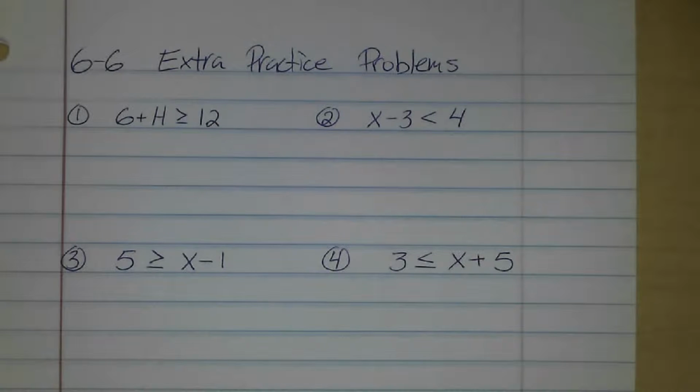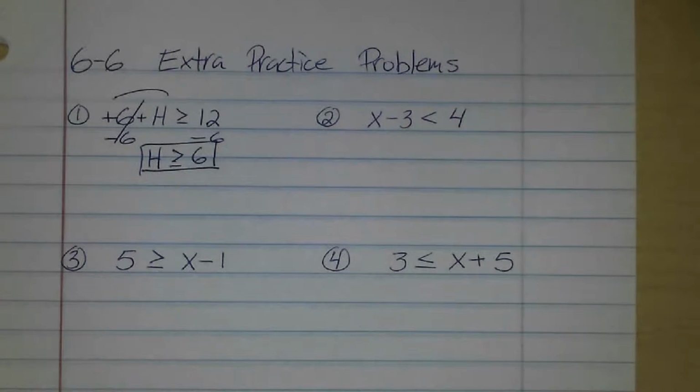Here we go. The first one, we have 6 plus h greater than or equal to 12. Now, we always look at the side with the variable first. In this case, that's the left-hand side. And on that side, with the h, we have a 6. If there's no symbol in front of that number, we know it's positive, so you can put a little plus there if it helps you. The opposite of plus 6 is minus 6, so we're going to do that on both sides. 12 minus 6 is 6.